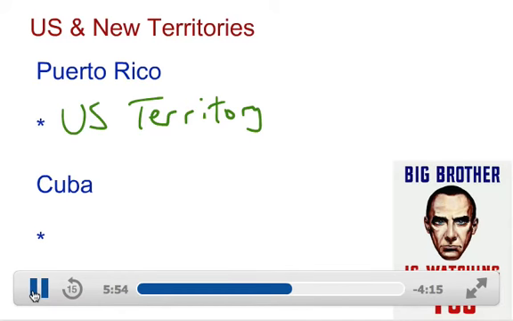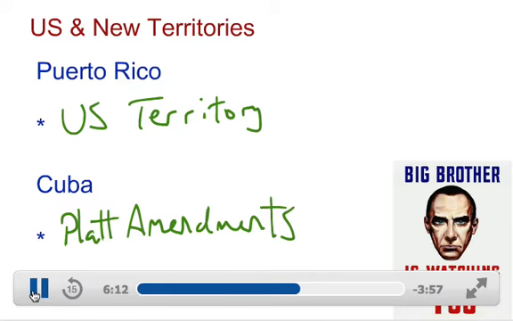Now, it gets kind of interesting with Cuba. Even though we grant Cuba independence, we essentially look out for Cuba for a while. And what's put into play is something known as the Platt Amendments, which are our guide to looking over Cuba. There are a few things that take place in the Platt Amendments. Cuba cannot make a treaty without the U.S. consenting to it and agreeing to that treaty. And Cuba was not allowed to go into debt, so we basically watched over Cuba's finances.